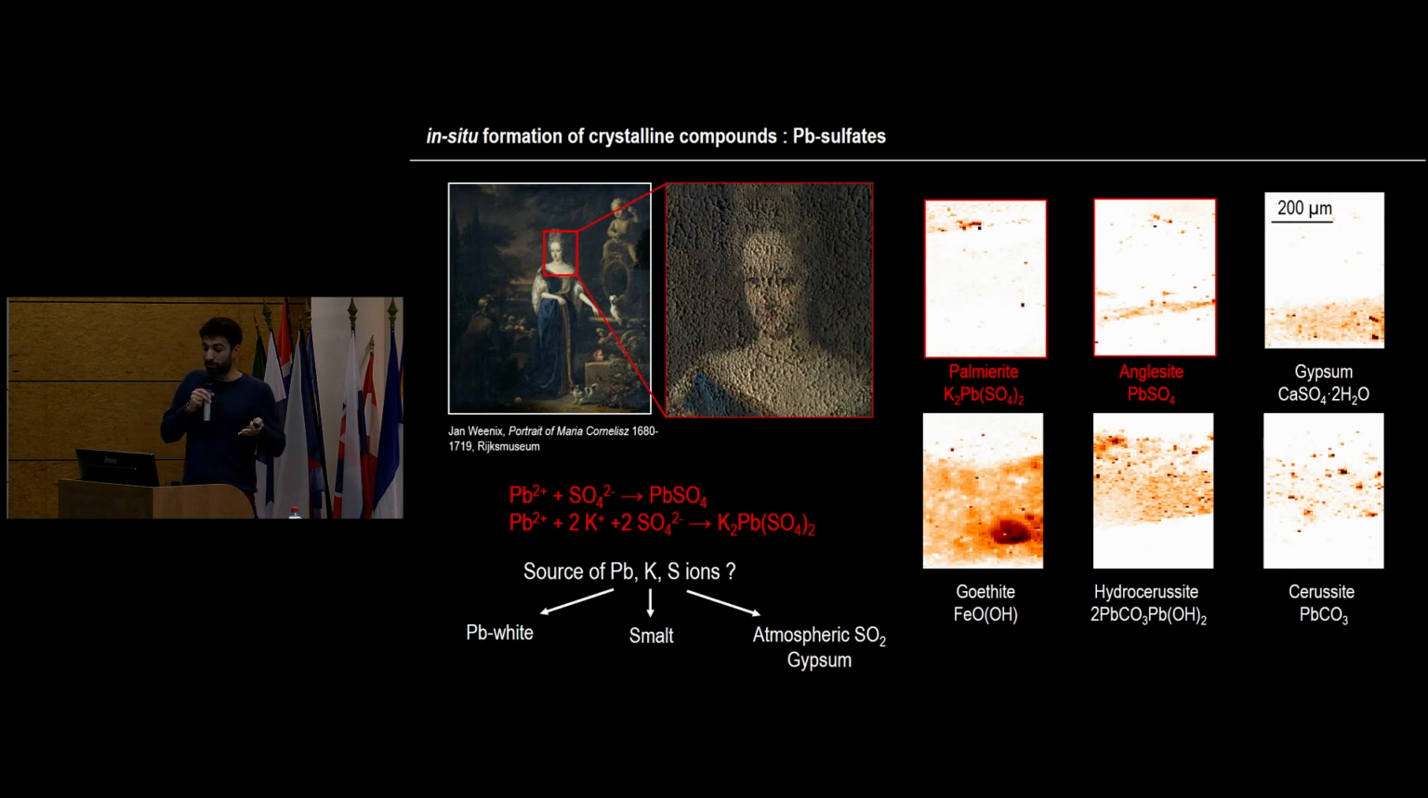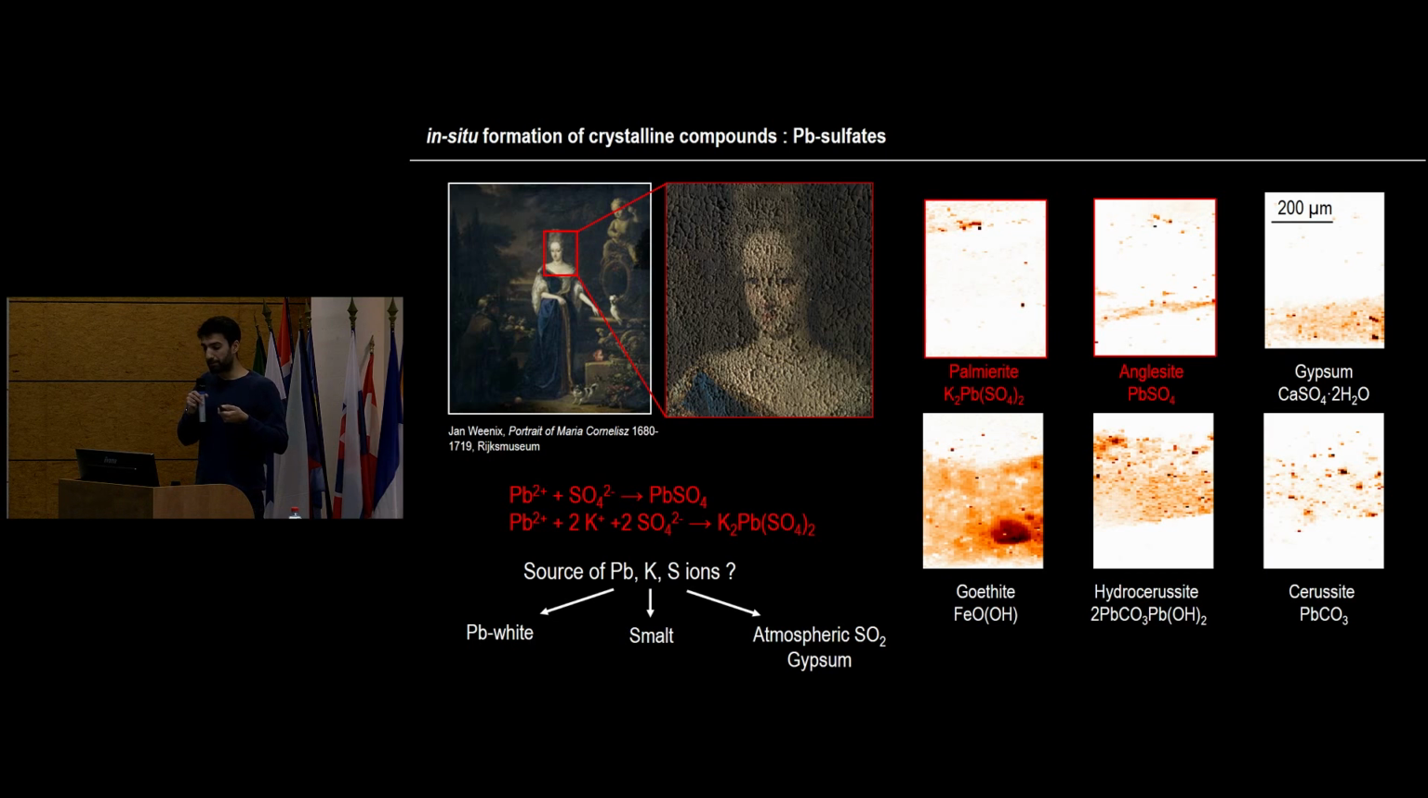So for us, what is very interesting and what is mandatory to understand is the origin of the ions which are necessary to form those non-original products. And in this case, for example, the lead is quite easily connected to the presence of lead white in the stratigraphy. But for example, for the sulfur ion, we have several hypotheses: it could come from atmospheric SO2, so pollution from the atmosphere, but also from the presence of gypsum.